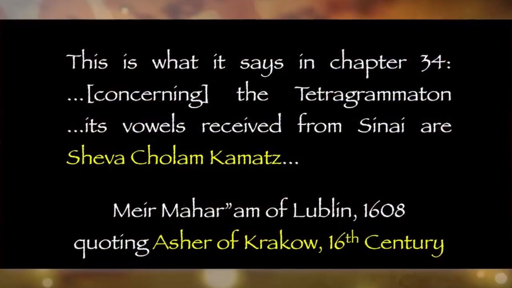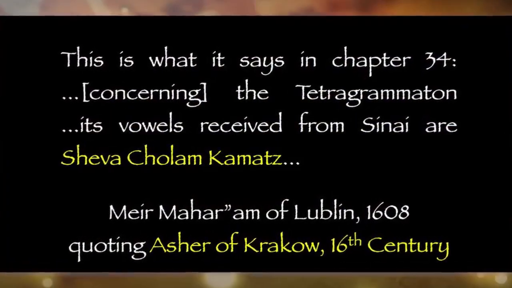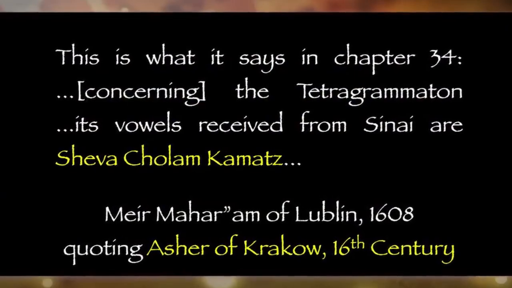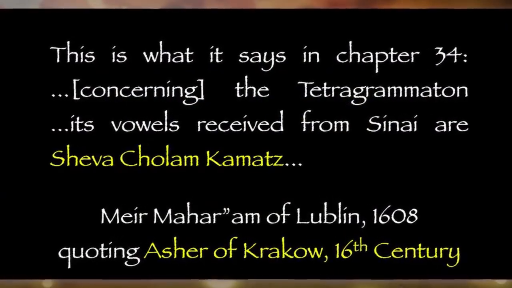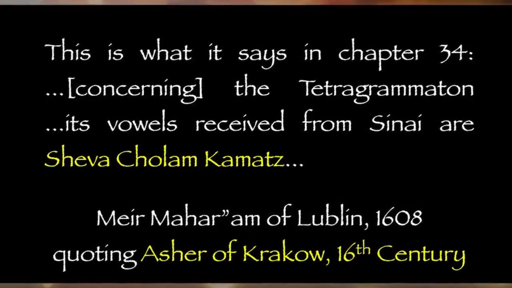I'm not going to go into it, but I'll read it. So this is what it says in chapter 34. He's quoting the book of his grandfather verbatim. And it says, concerning the Tetragrammaton, its vowels received from Sinai are Shva, Cholam, Kamatz. There's no room for Yahweh here. It's Yehovah, according to these rabbis.